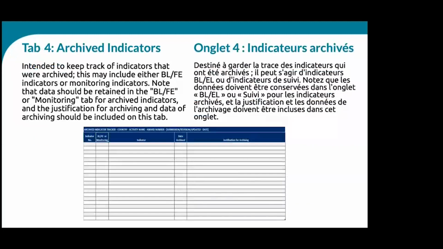And the last tab is for archived indicators. So these are intended to keep track of indicators that you may determine are no longer necessary, and that will be maintained as a record here. Just a note that the data from these archived indicators should still be kept in the baseline, endline, and monitoring tabs, but this is where the justification will be provided for any archiving that's been done.